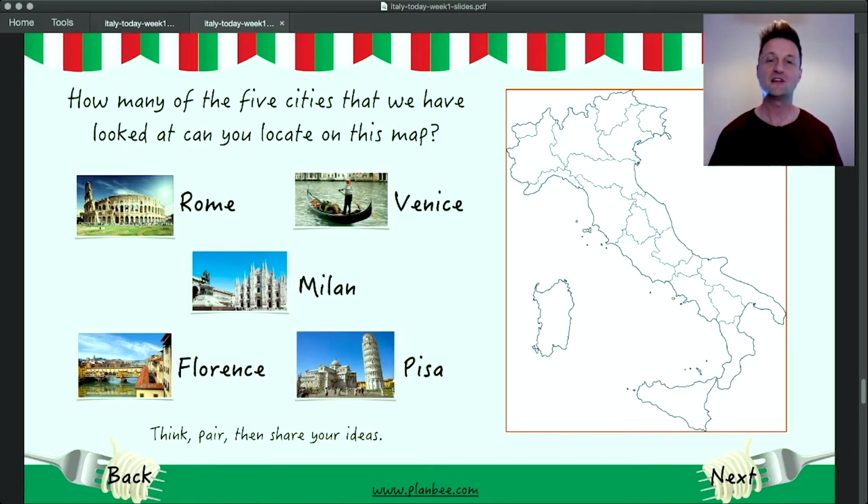On screen now is an unmarked map of Italy. How many of the 5 cities that we've looked at do you think you could locate on this map? What could you use to help you locate them?